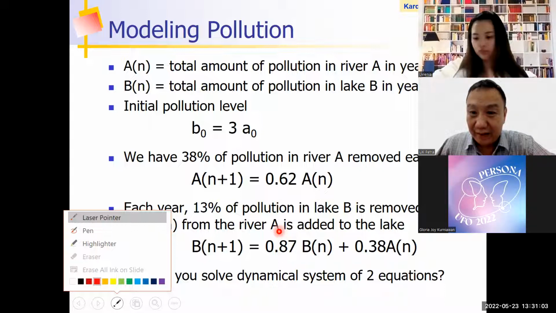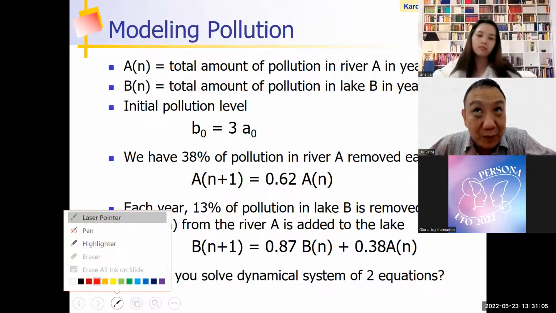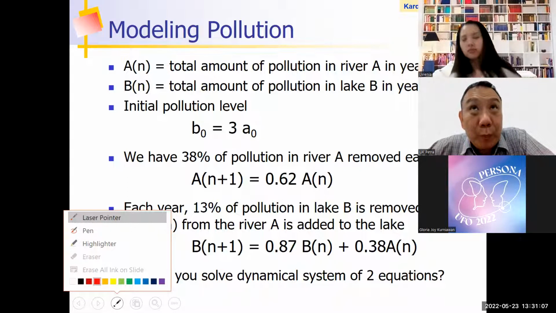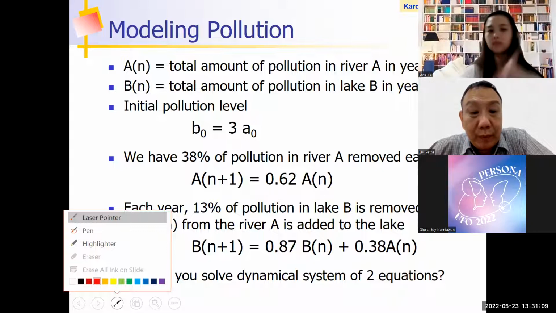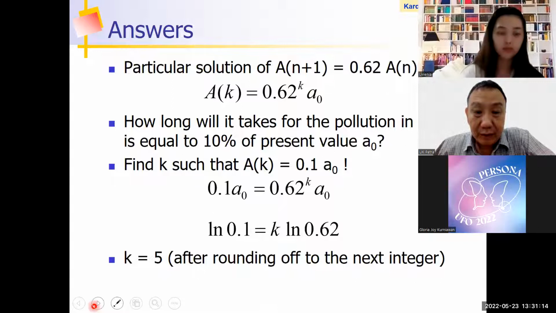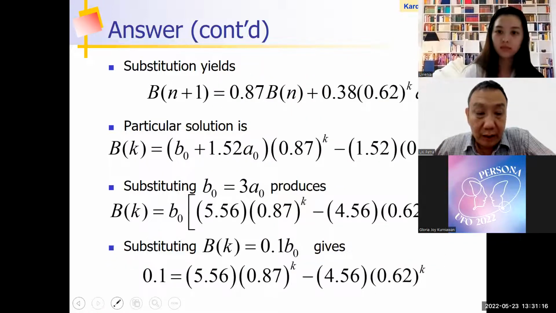Okay. And about the C1 and C2 on the slides, what does it indicate? Okay. So do you remember the meaning of general solution and particular solution?